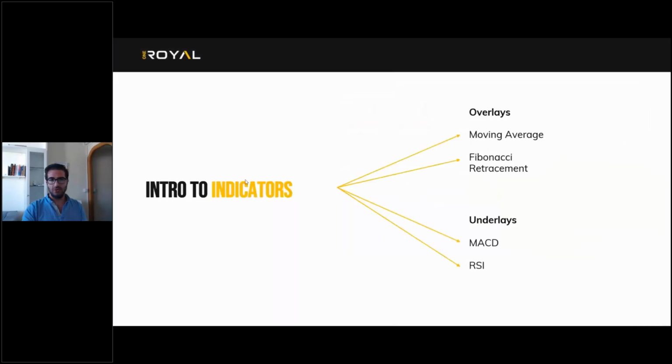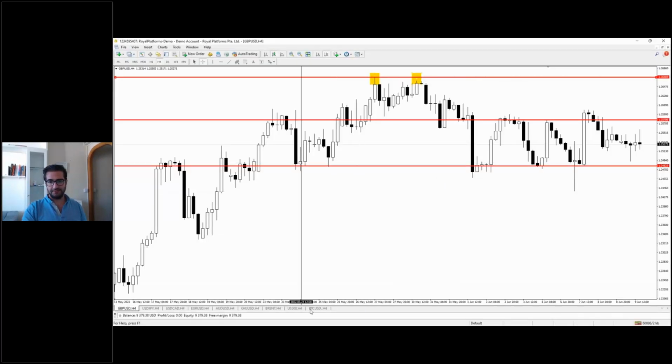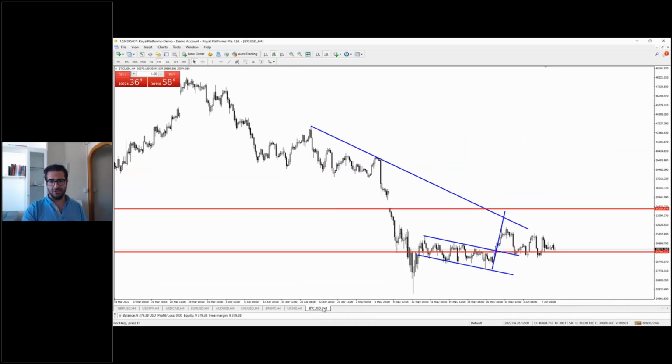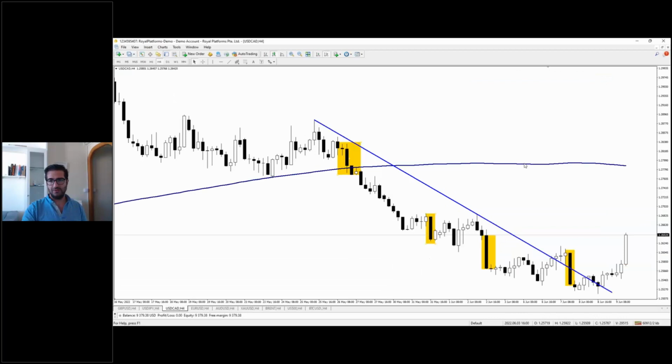Continuing to the intro to indicators. We have two types of indicators, the overlays and underlays. What's the difference? The overlays are indicators that will be on top of the chart. I will give you some examples. The underlays will be separated from the price chart. Let's go to MT4 to show you briefly what they are. We have talked about moving average. If I need to give you an example here, this is the moving average. You can see that this is an overlay indicator because the indicator is on the price chart.